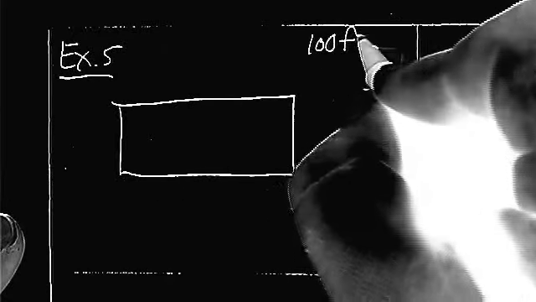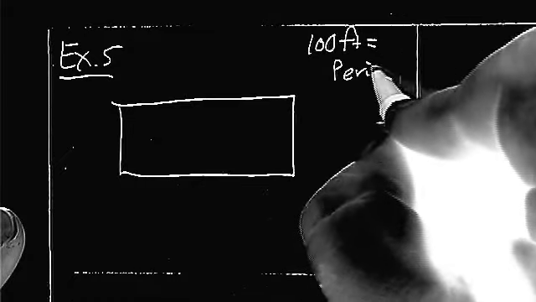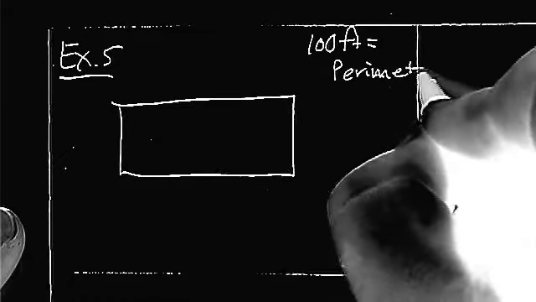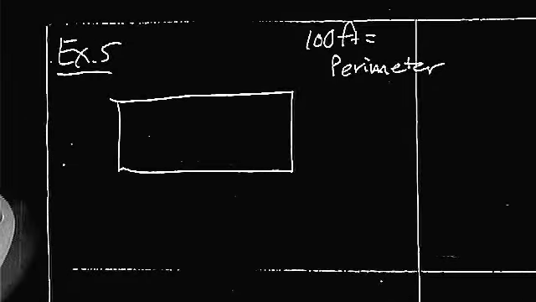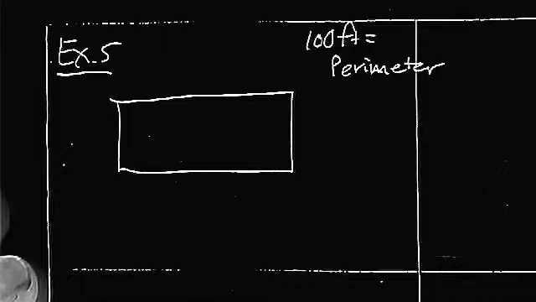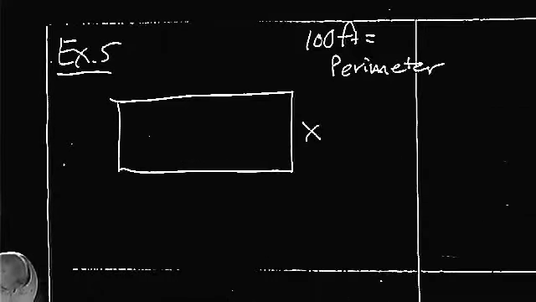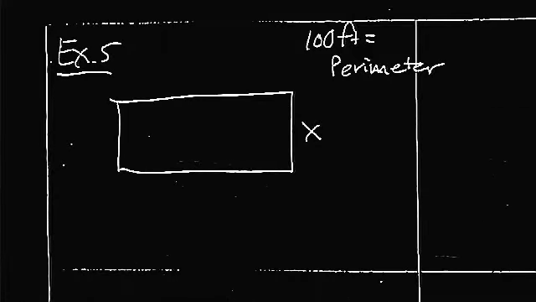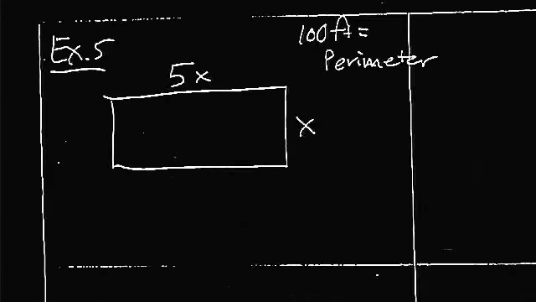In example 5, they said a rectangular dog run is going to be created by a kennel owner, and they have 100 feet of fencing. That 100 feet is the equivalent of the perimeter of the fenced-in area. I don't know how wide it is, but it says that the owner wants it to be 5 times as long as it is wide.